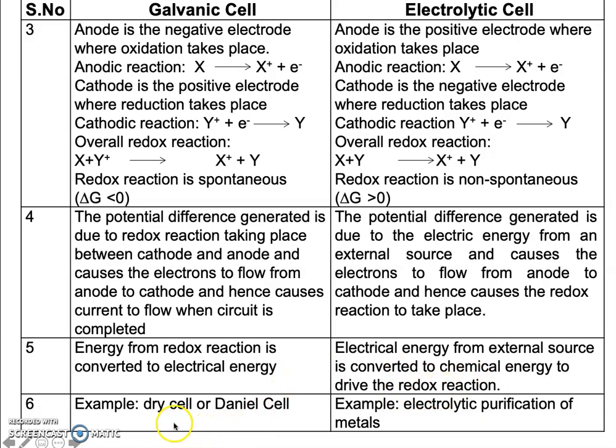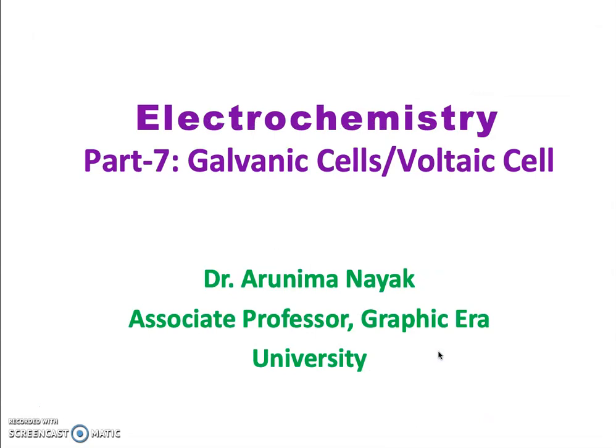So the example of a galvanic cell is a dry cell or a Daniell cell, whereas in the case of an electrolytic cell, the typical examples are electrolytic purification of metals, then the anodization of the metals. These are typical examples.